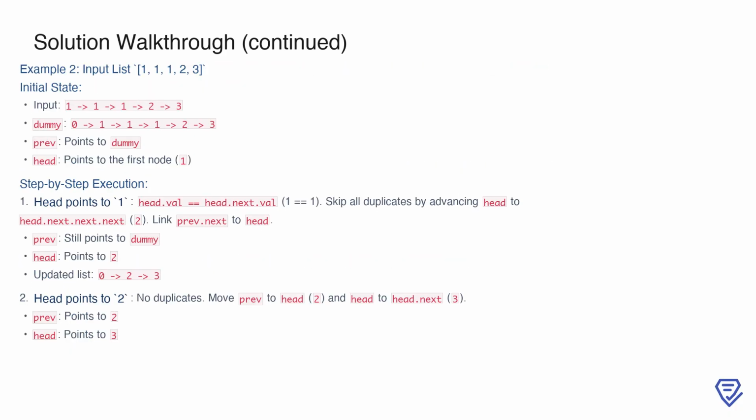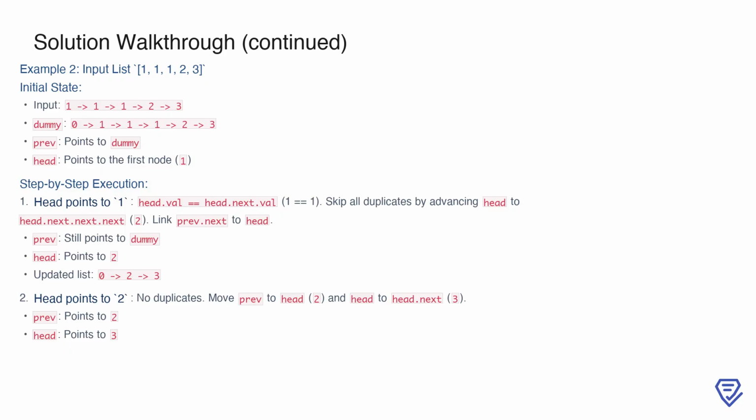In this second example, the input list is 1-1-1-2-3. Again, we initialize a dummy node 0 pointing to the head of the list, with previous starting at the dummy node and head at the first node, 1. As we begin, head points to 1, and we immediately find that head.val equals head.next.val, 1 equals 1. This signals duplicates, so we skip all occurrences of 1 by advancing head to head.next.next.next, which brings us to 2.